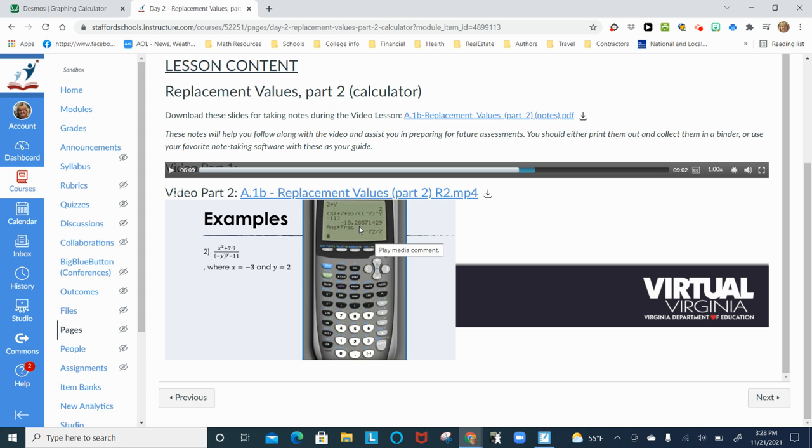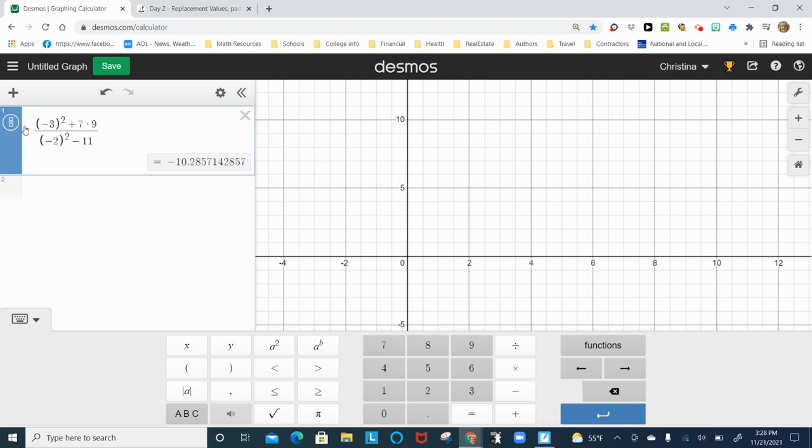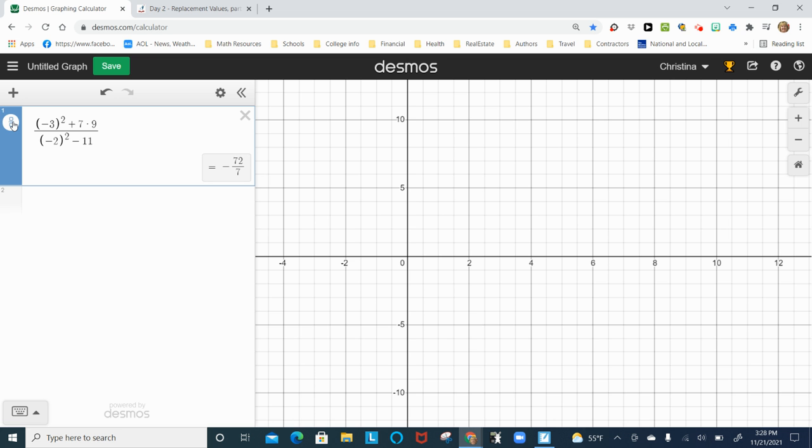Well, the Desmos calculator will let you do that. Over here to the very left in your expression, you're going to see a fraction bar with two white boxes separated by the fraction bar. If you click on that, you'll see the negative 72 over 7, or divided by 7.